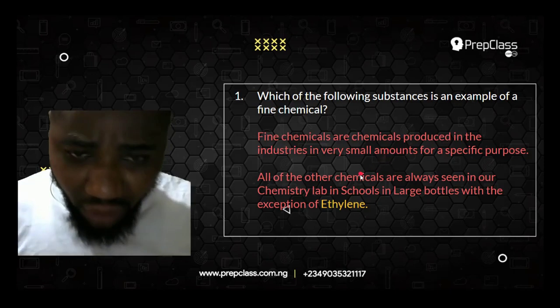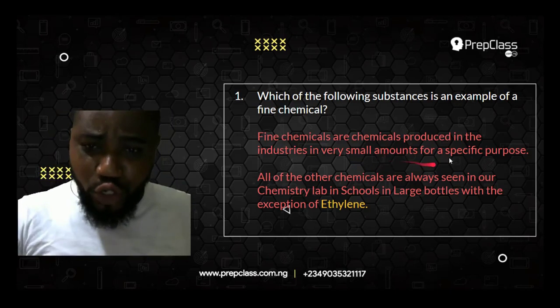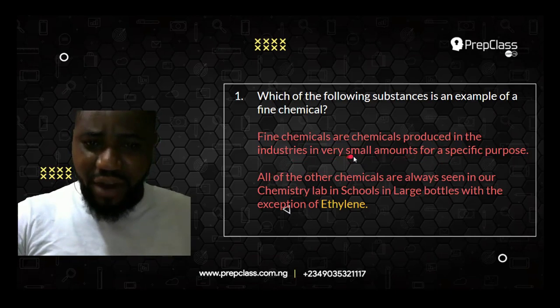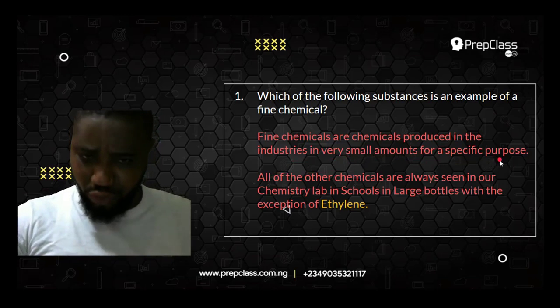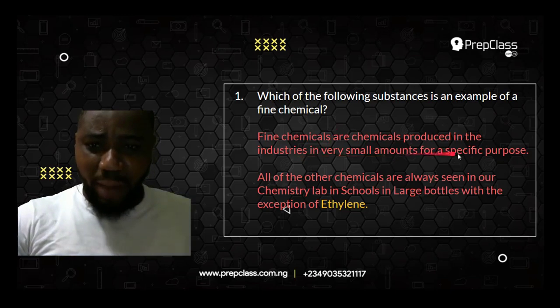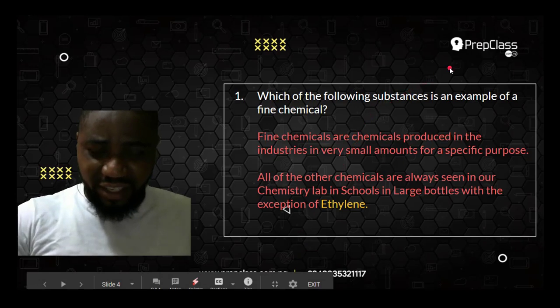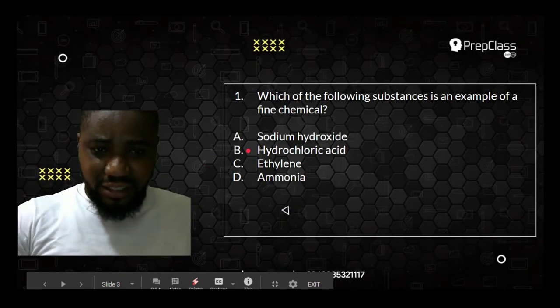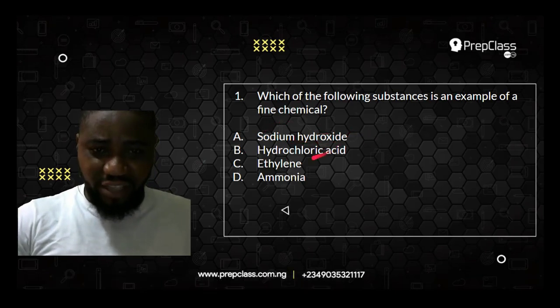A fine chemical, or fine chemicals, are chemicals produced in the industry in very small amounts for a specific purpose. Chemicals that are produced in industry in very small amount for a specific purpose. You must have seen in the previous slide, we have here sodium hydroxide, hydrochloric acid, ethylene, and ammonia.